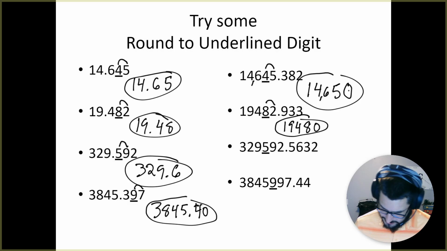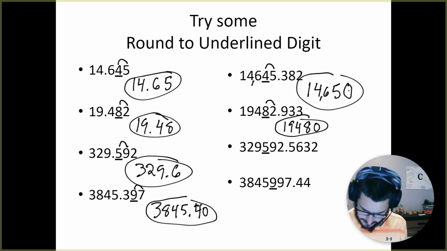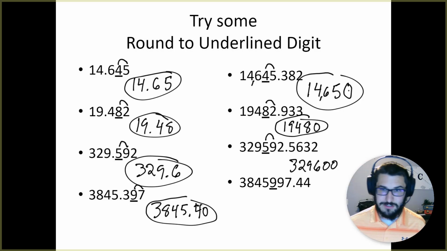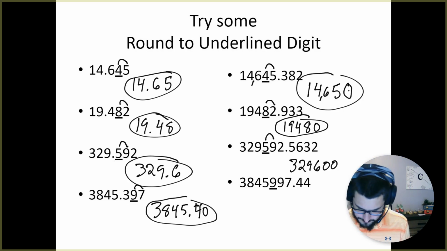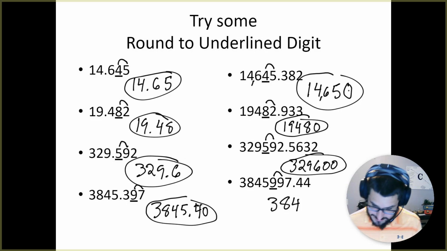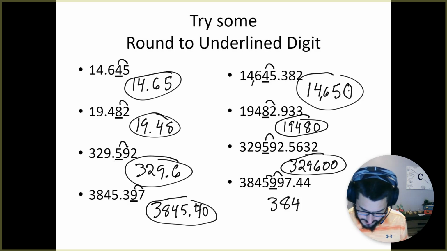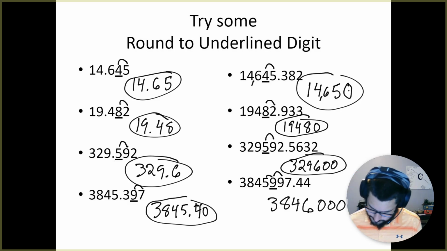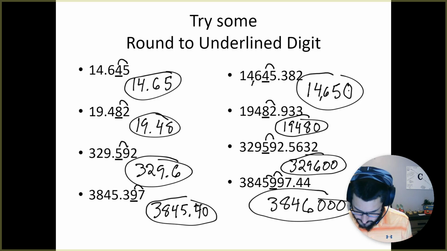Then we've got here 19480 because we're going to round that down to the 80, and 3299 is going to round that 5 to a 6, change my trailing digits to zeros. And 384, that 9 is going to round the 9 up, which then makes that 5 a 6, so 3846000. Okay.